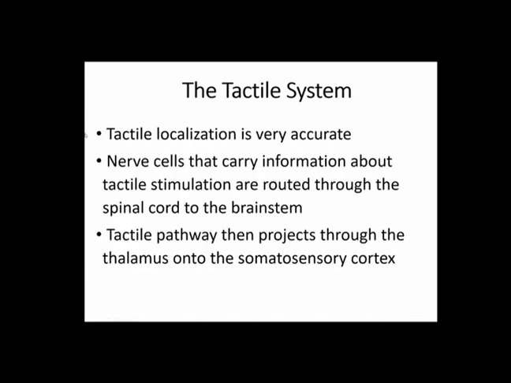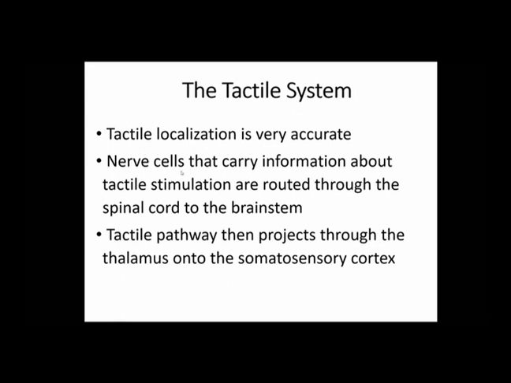And this is something that we are very good at. Our tactile localization is very accurate. So across most of our skin, on most of our body, we can figure out where we're feeling something. So if you had a fly on your skin, you could tell very, very quickly where it was so that you could shoo it away. We can localize that sensation.